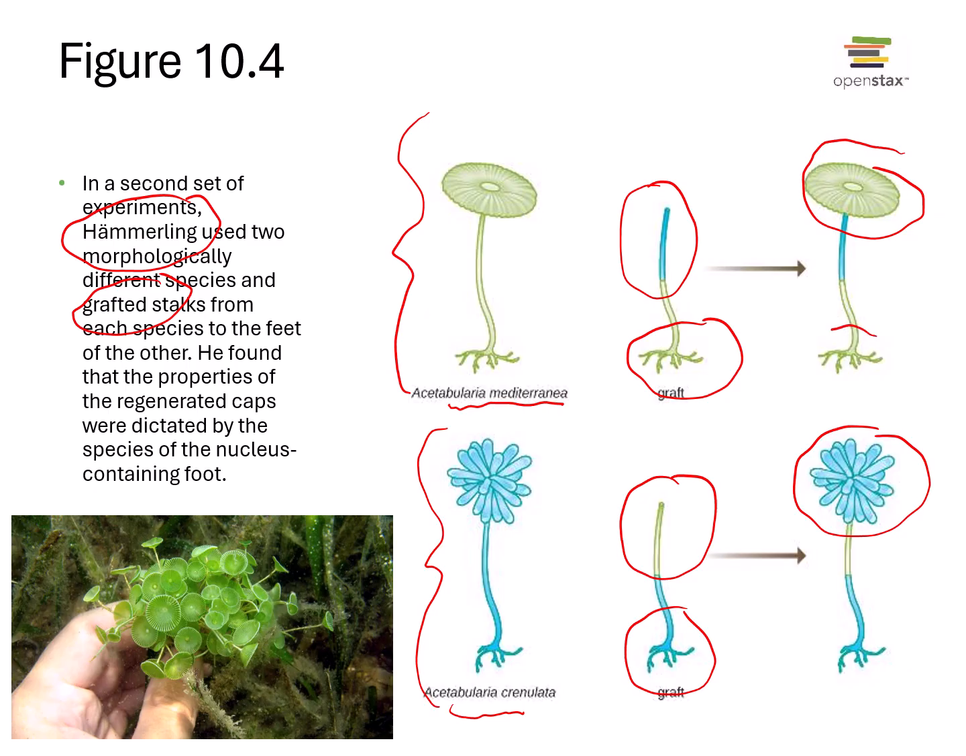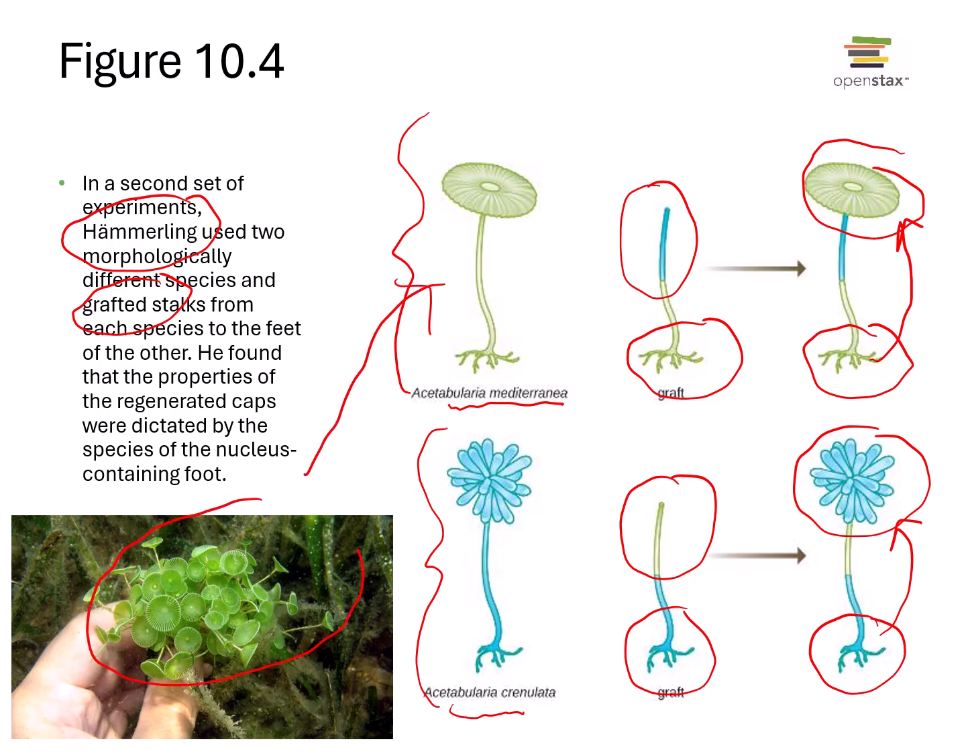And it turned out that whatever was in the nucleus present in the foot would determine the type of cap that was formed. So this showed experimentally that the nucleus was the location of the genetic material, and that would dictate a cell's properties. And just for fun, Acetobularia is also sometimes called mermaid's wineglass or wineglass algae.